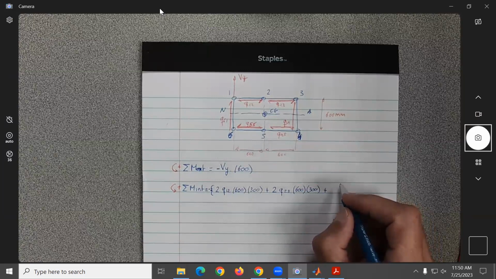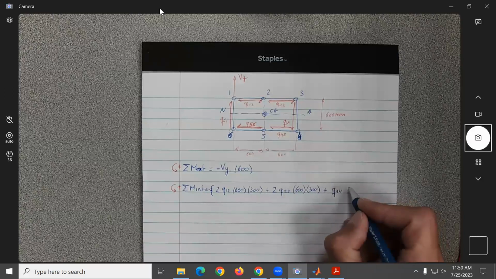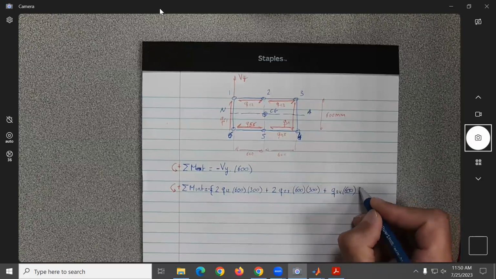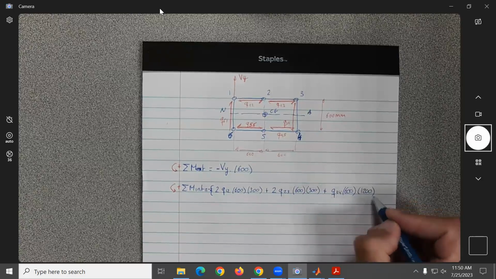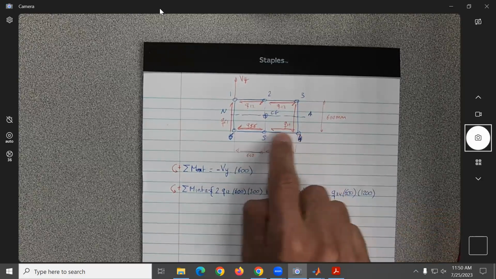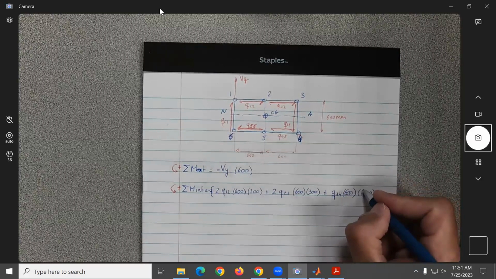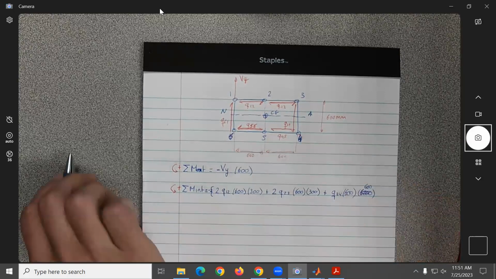So I did these two tops, then we have plus 2, 3. Yes, I've done this plus now what? Q 3, 4 times what? 600. And what should be the arm? 1200, no? Because you go from here to here, no? Oh, no, it's the middle. It's the CG. What am I doing? To 600. Sorry for that. I don't know what I'm thinking.